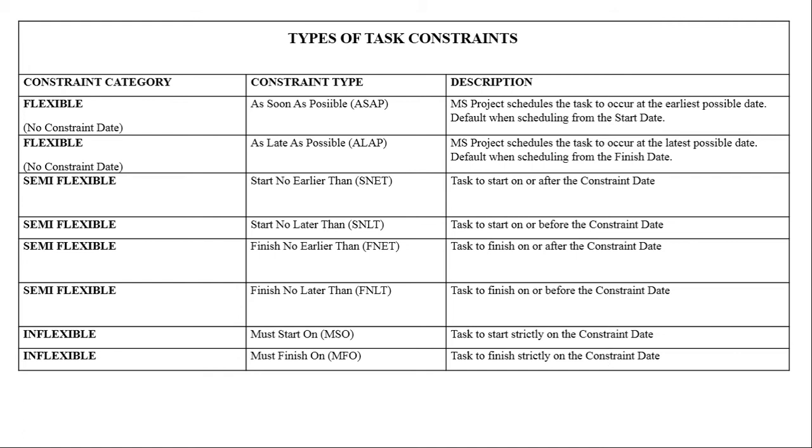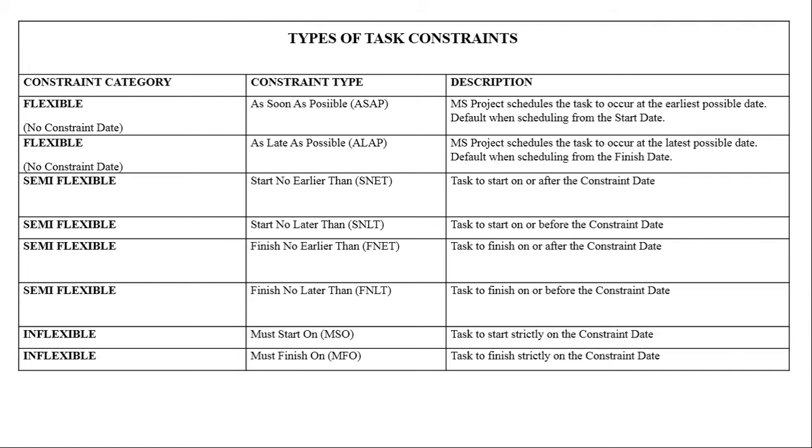Scheduling from the start date means that we use the start date as the reference point for scheduling tasks. So if our start date is the 1st of January, then we start scheduling tasks from the 1st of January going forwards. But if we are scheduling the project from the end or from the finish date, what it means is that we are setting a boundary for the finish date for the project. We want the project to be done by the 30th of June.